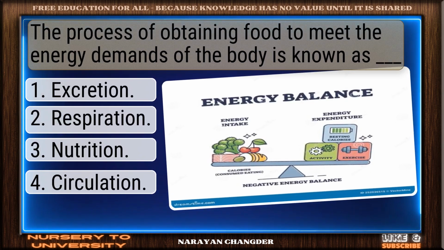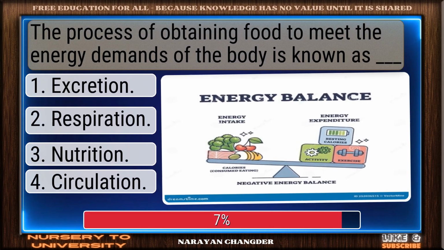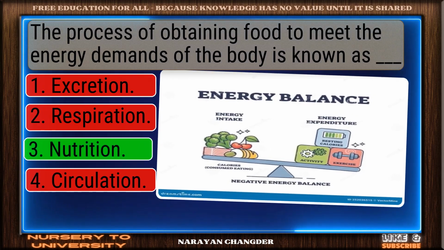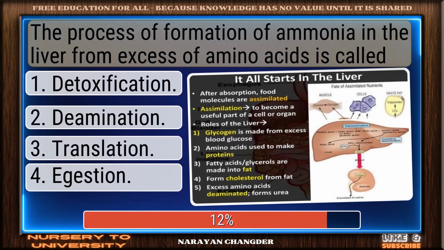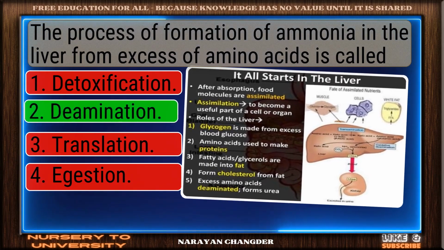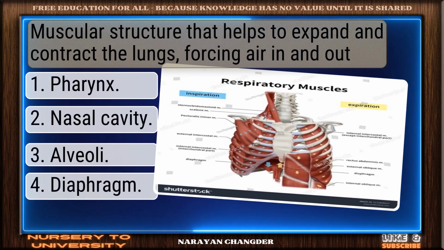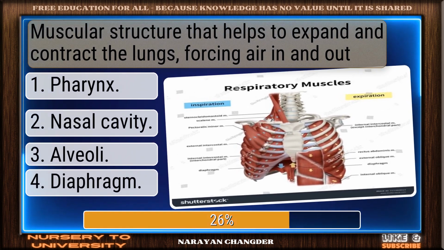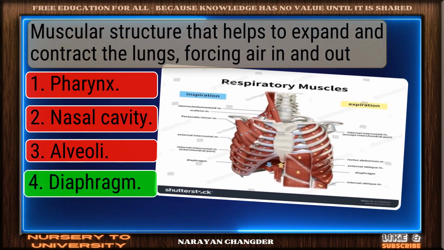The process of obtaining food to meet the energy demands of the body is known as dash. On track. Nutrition is correct. The process of formation of ammonia in the liver from excess of amino acids is called... Excellent. Deamination is well reasoned. Muscular structure that helps to expand and contract the lungs, forcing air in and out. Great job. Diaphragm is accurate.